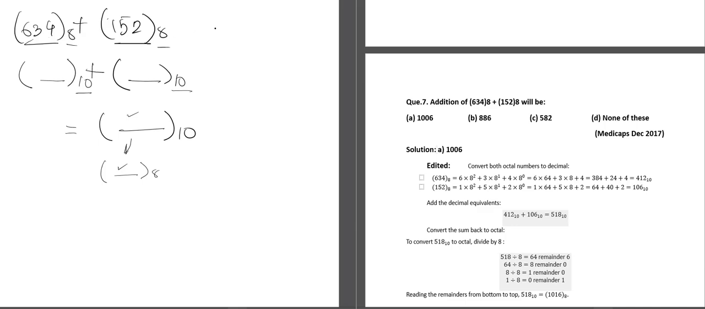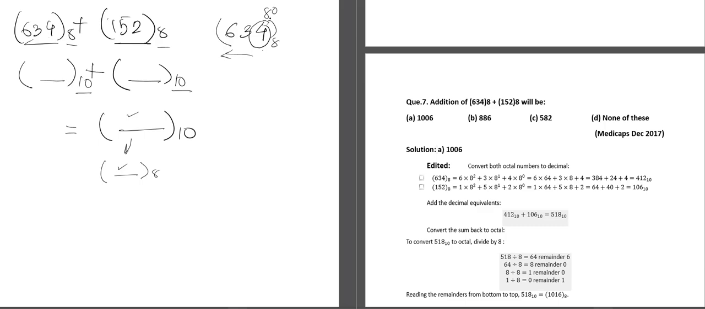Before the conversion process, we need to learn about positional weights. For example, in this case 634, this is given in the octal number system, so it has a radix of 8. The least significant bit, or the bit present on the absolute right hand side, is where the positional weight starts, and it increases towards the left hand side as we go on to the next octal digits. So for this least significant bit, the positional weight will be 8 to the power 0.